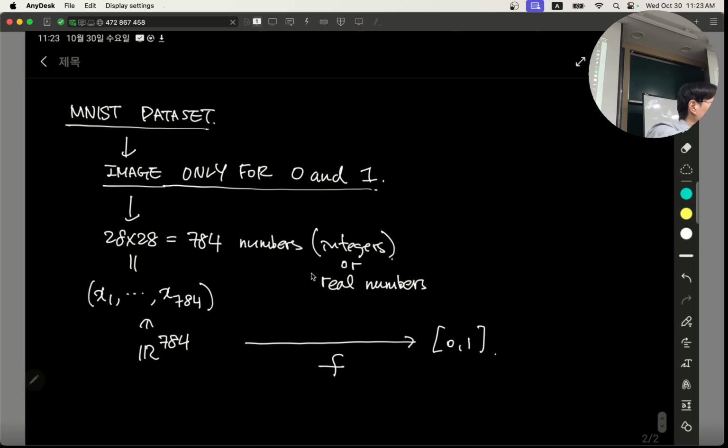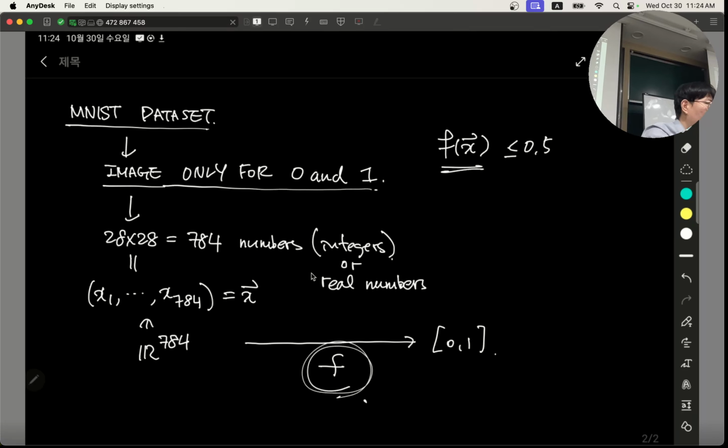So how do you know the prediction? How do you interpret the prediction of your function? For example, let's say you input any random image in the same format as your MNIST data set. You take the image, put it into your model function f, and get some output between 0 and 1. If that is less than 0.5, or equal to, but it doesn't matter because it's really rare that equality happens.